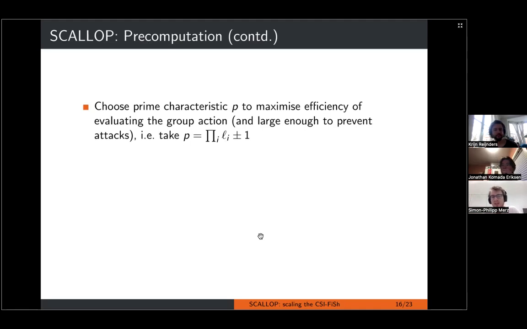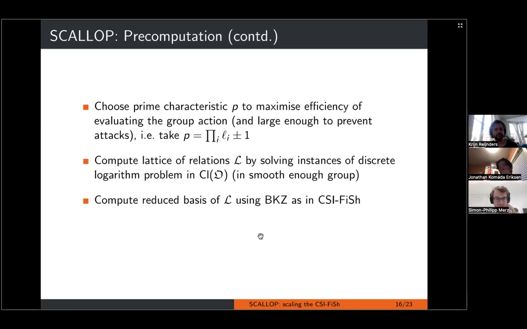Of course, we also have to take P large enough to prevent generic attacks that compute the endomorphism ring, but this is already guaranteed anyways for our parameters. And then to compute the lattice of relations, we solve the instances of the discrete log problem, which is not an issue as long as we sampled a smooth enough class number. Again, back to the scaling issue from the previous slide. And then we reduce this basis using BKZ, just as is done in CSIDH.